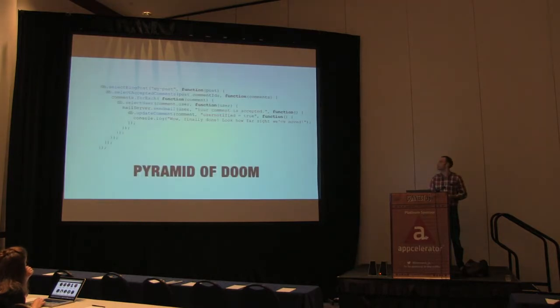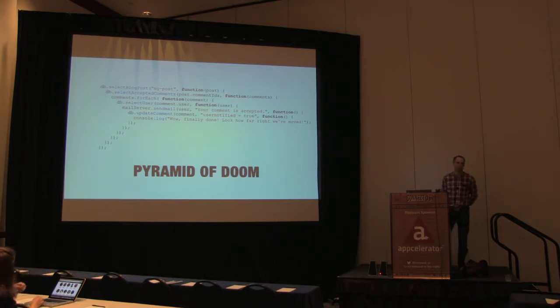Why is that? So this is our pyramid of doom. This is our callback hell, and this is where promises come in to save us. In this case we want to select a blog post, take all the comments, mark them as accepted, and then send an email to the user saying, "Hey, your comment's been accepted." So this is on our Node server side code. We've got to select our blog post, then a callback, then select the accepted comments, then a callback. So this is just our standard asynchronous callbacks.